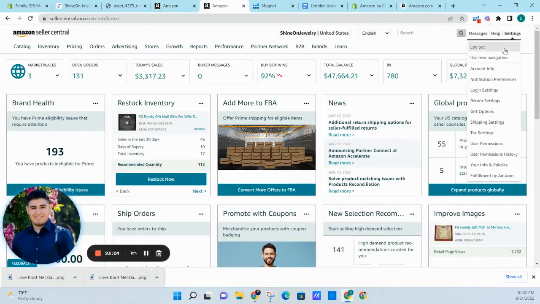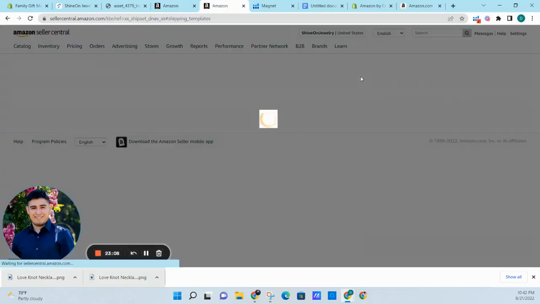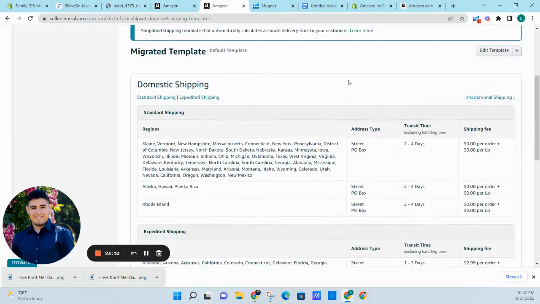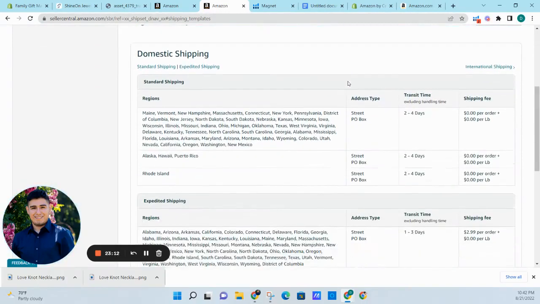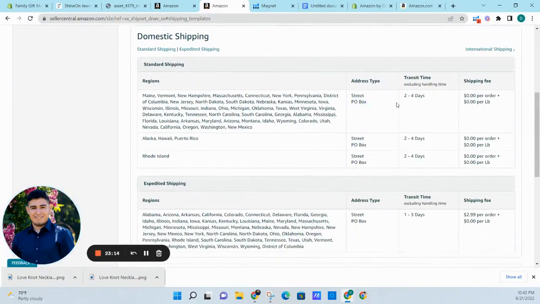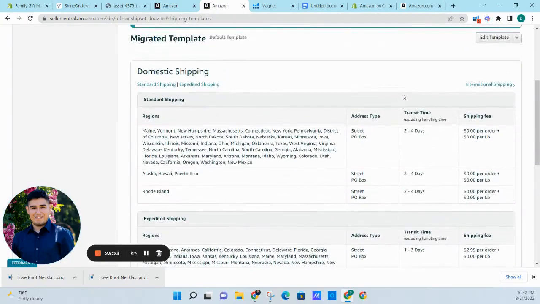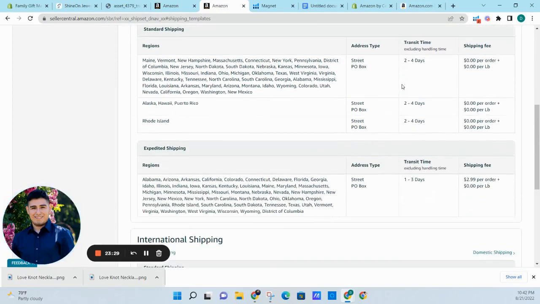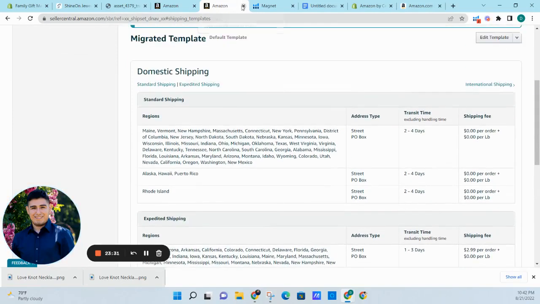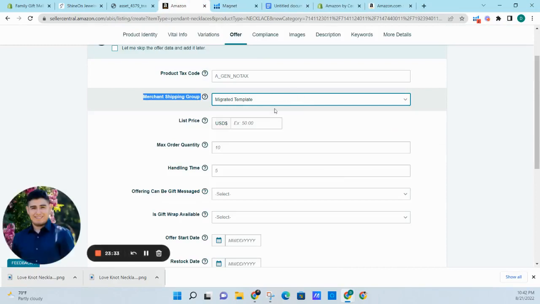I'll just show you real quick how the shipping settings are. You can take a screenshot of this after. This is how we have them. I don't have any issues with this, right? This is what we have. Well, we should probably check. Oh yeah, no, it's good. Okay, yeah, so that's what we have.